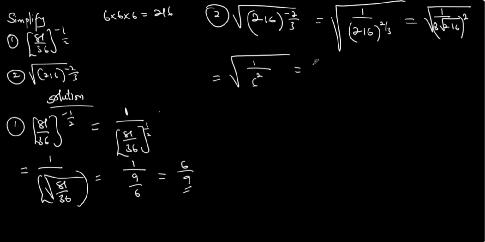So that this will equal the square root of 1 over 36. Now, we can find the square root of 1 is 1. The square root of 36 is 6. And then our result is 1 over 6.